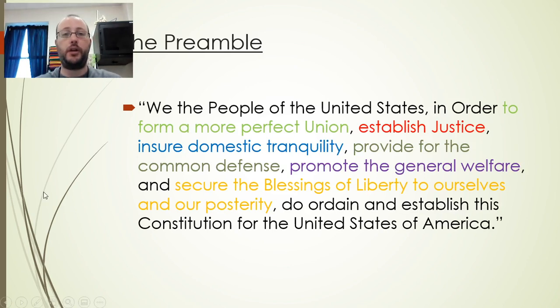So let's look at the preamble together. It says, "We the people of the United States, in order to form a more perfect union, establish justice, ensure domestic tranquility, provide for the common defense, promote the general welfare, and secure the blessings of liberty to ourselves and our posterity, do ordain and establish this Constitution for the United States of America." That's the preamble of the Constitution. It's an introduction. You see "we the people" everywhere. "We the people" is part of the preamble.